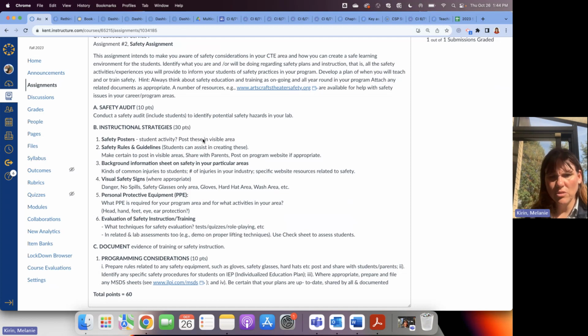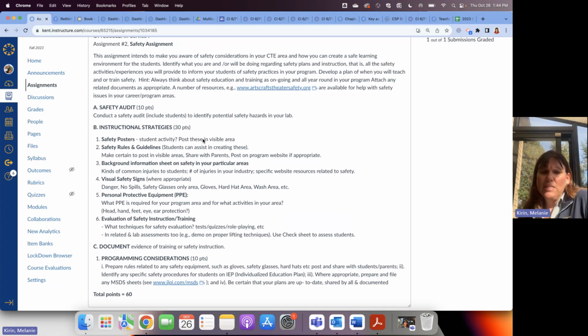And then evaluation of safety instruction and training. How would you assess your students' understanding of the safety environment? And then third is evidence of training instruction, so kind of providing that information. Then program considerations: prepare rules related to any safety equipment, such as gloves, safety glasses, all of that good stuff.